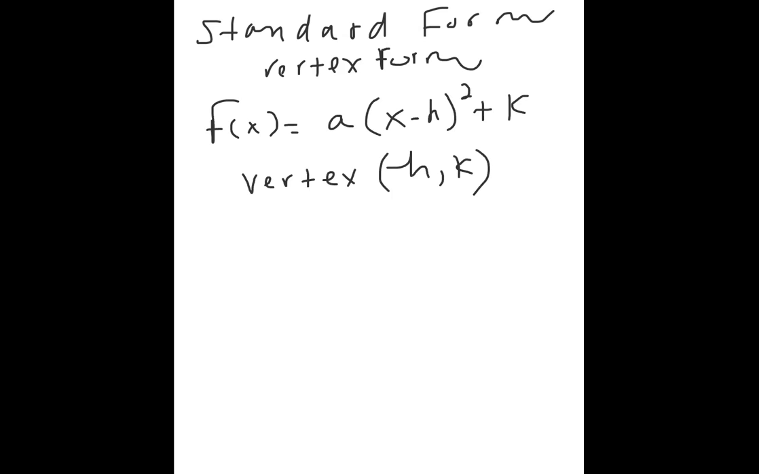I mean, the a is still there. If it's positive a, it opens up. If it's negative a, it opens down. It's still the same thing. To find the y-intercept, you still have to plug in 0 for x and solve for y. But here, the focus is on finding the vertex. So once it's in this form right here, guys, it is so easy to find the corner of the vertex.